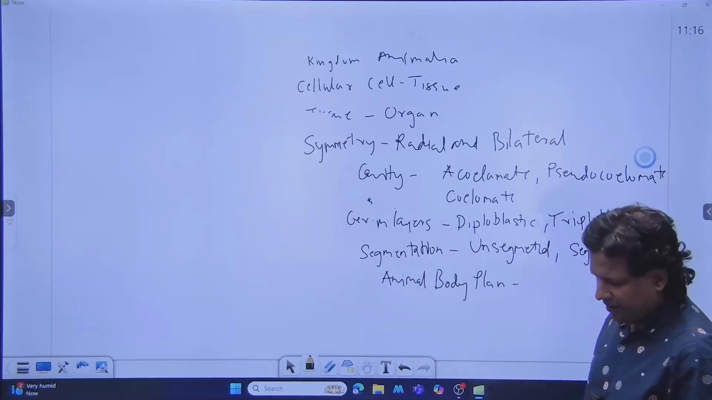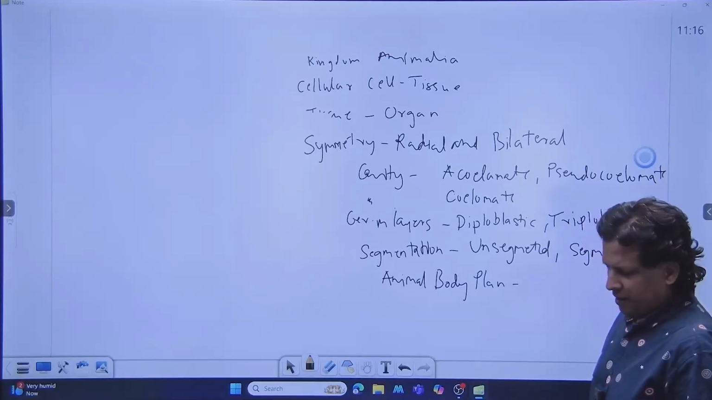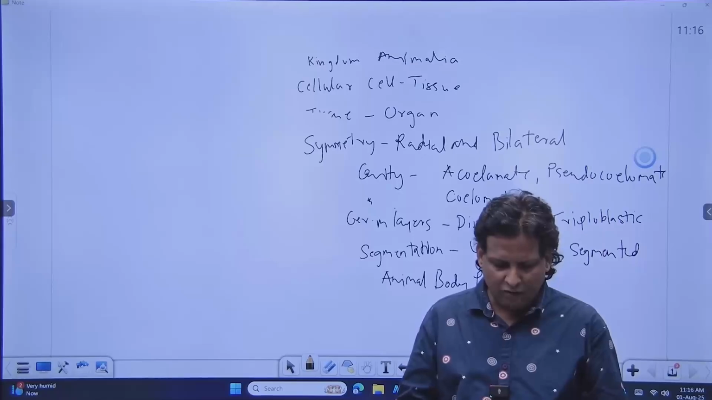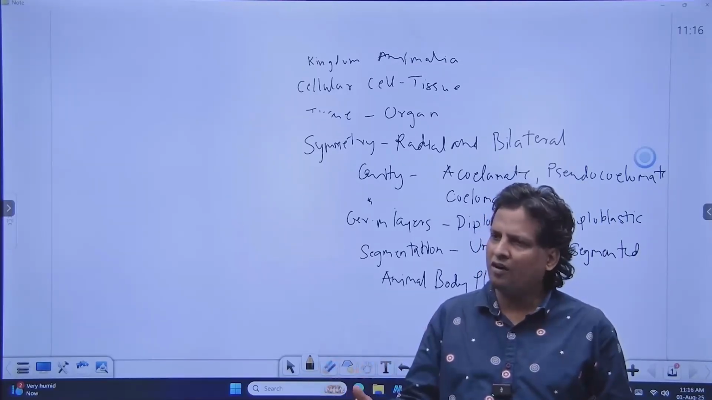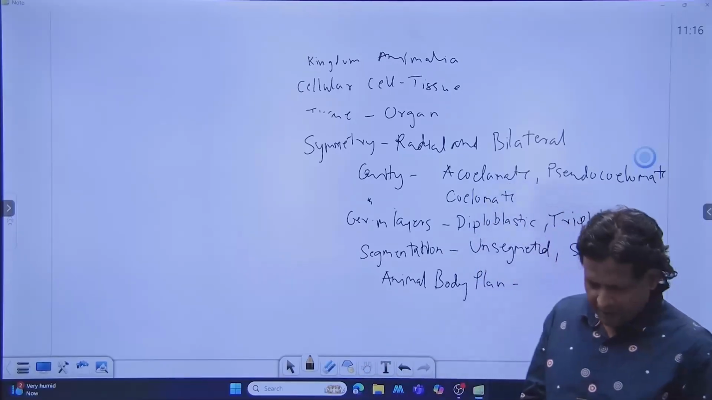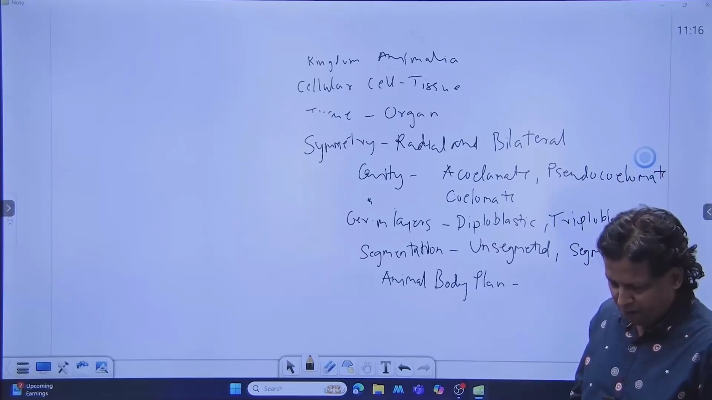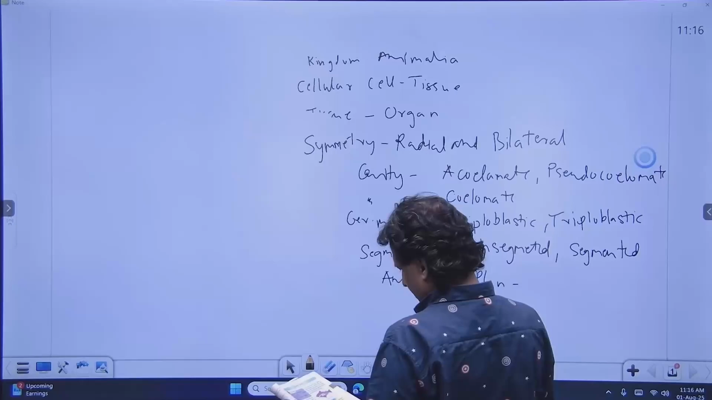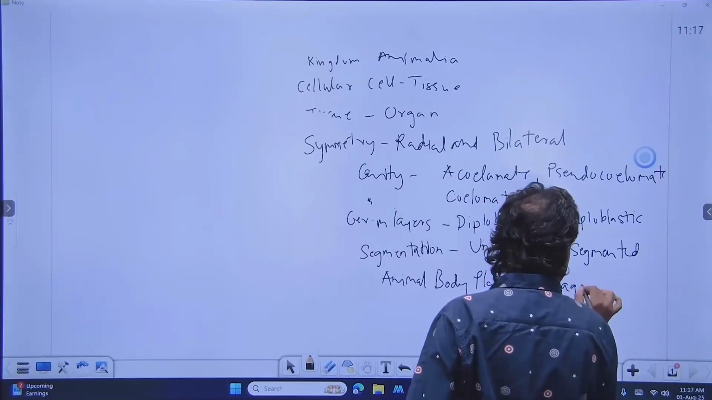Cell aggregate plan. In this body plan, cells do not form tissues or organs. They don't have tissues or organs. Understood? There is minimal differentiation and division of labor among cells. It is found in Porifera. Example is Porifera. Cell aggregate plan. Understood?